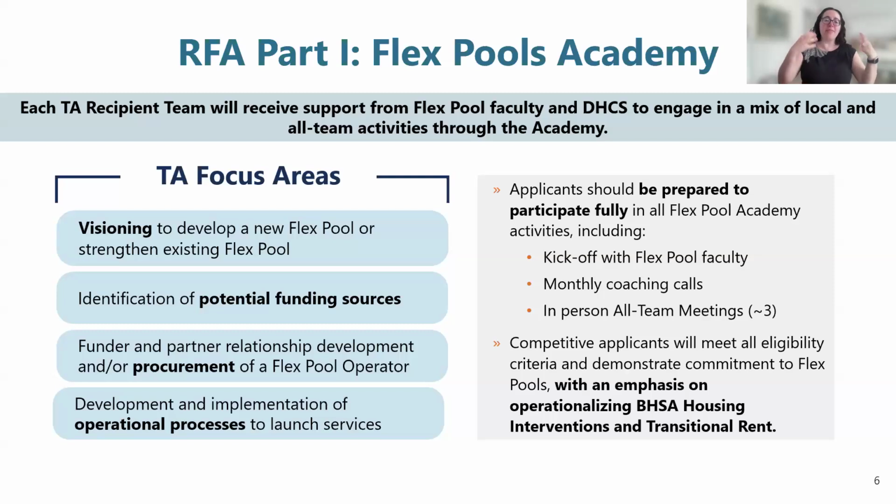And then another thing we can do is help support the development and implementation of operational processes to launch services. Because it's not enough just to have a flexible operator. You have to make it work, and you have to invest the time: the lead entity, the operator, the partners and funders, and your continuum of care and public housing authorities. You all need to come together to make this work, to house and retain housing for people experiencing homelessness. So that's what you might be focusing on. There's a lot more detail on that in the RFA.